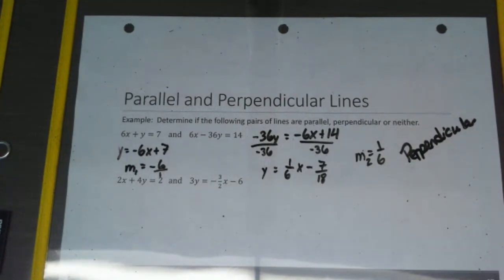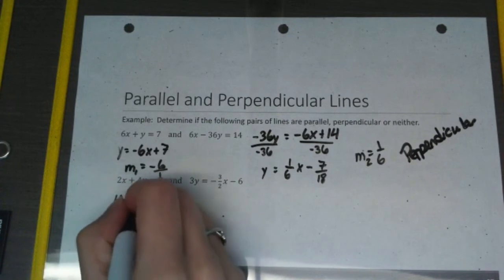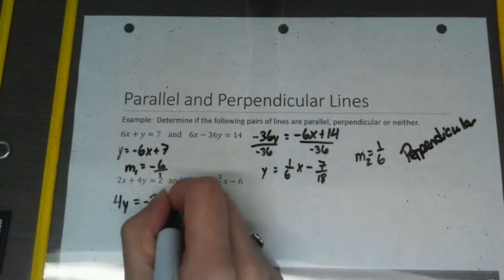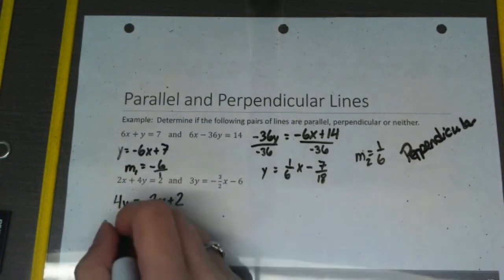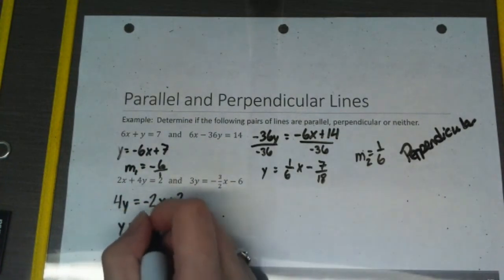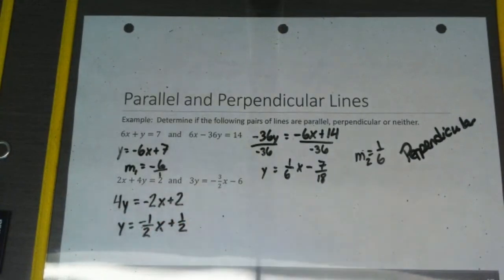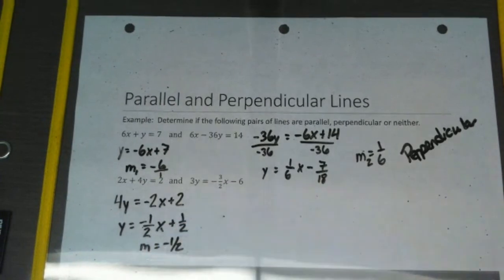In this next example, we have 2x plus 4y equals 2. I'm going to go ahead and solve for y. So I'll start by subtracting 2x from both sides. So 4y is equal to -2x plus 2. And if I divide both sides by 4, I'll have y is equal to -2 divided by 4. That reduces to -1/2 x. And then 2 over 4 is +1/2. So our slope is -1/2.